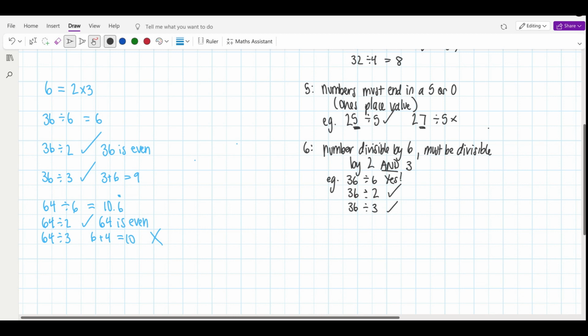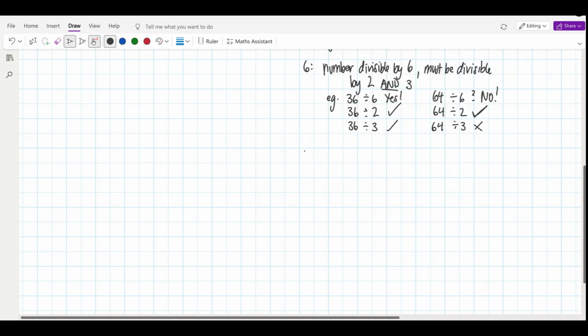And we'll check our counterexample, which proves that you need both 2 and 3 to be divisible. So we'll use 64. We want to check if it's divisible by 6. So 64 divided by 2 does work, as we proved before. And 64 divided by 3 doesn't work. Therefore, 64 is not divisible.